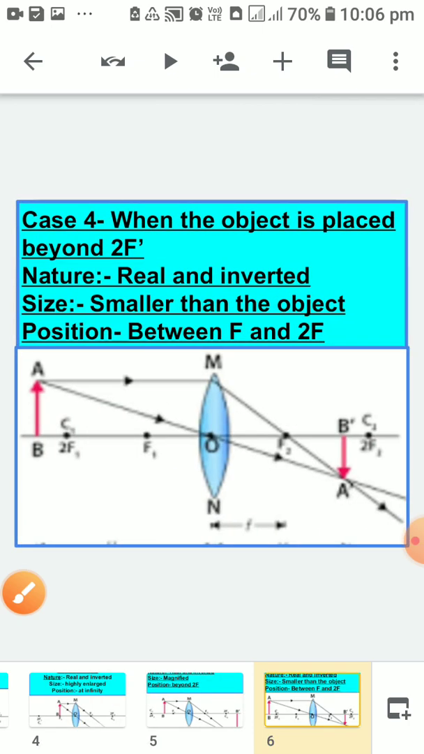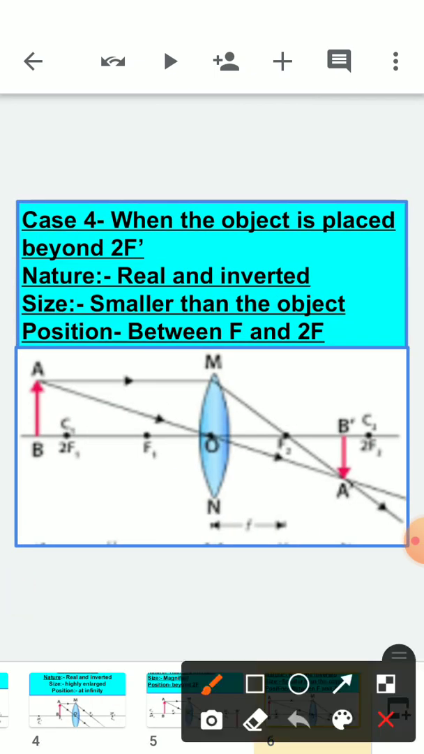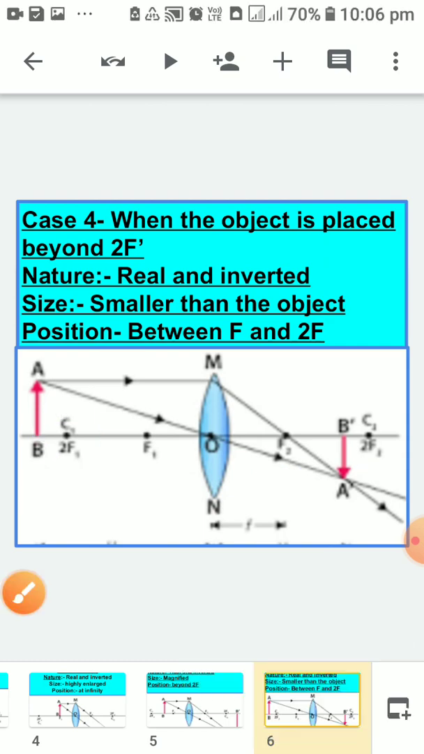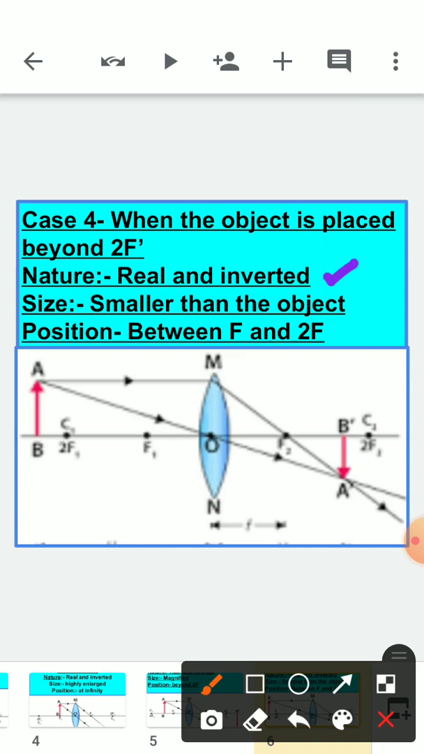Case number 4, when the object is placed beyond 2F. So this is our 2F point and we are placing object beyond it. Now the two refracted rays are meeting between F and 2F. So this will be the position of image, and size, if we are comparing, it is smaller than the object. So we can write down nature is real and inverted, size is smaller than the object, and position is between F and 2F.